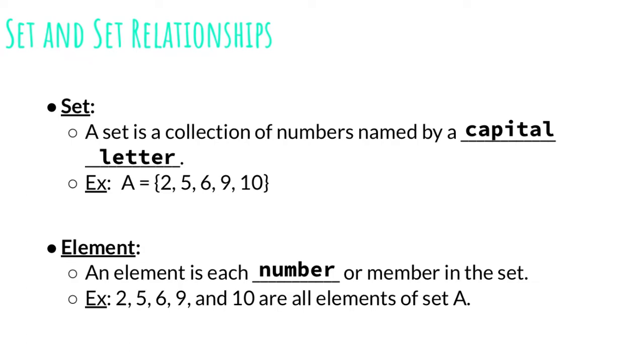We have elements, and an element is each number or member in the set. So for example, our set A of 2, 5, 6, 9, and 10 has the elements 2, 5, 6, 9, and 10, which are all the elements of set A. Now let's take a look at three different types of sets.